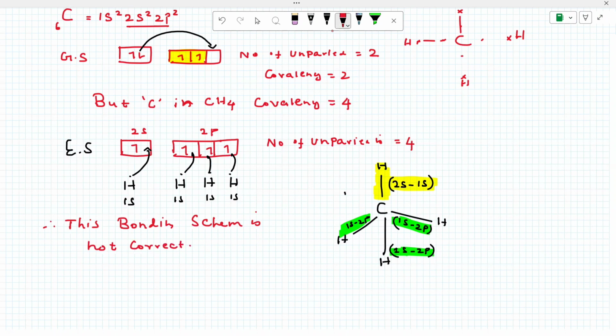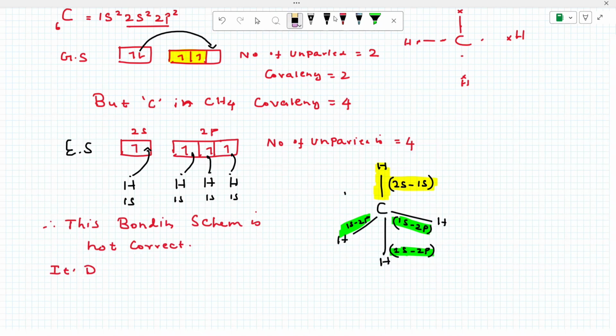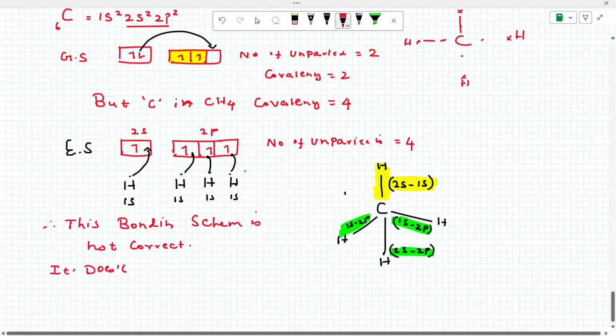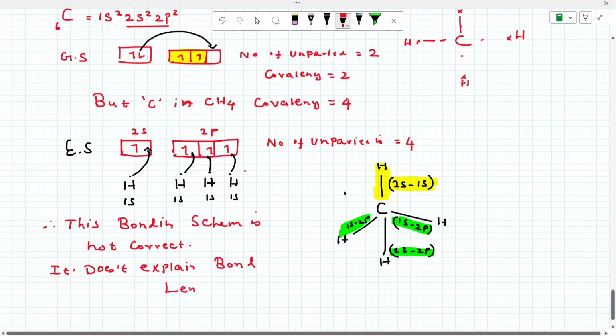Because it does not explain the bond length and the bond angle, right, Alia? Bond length and bond angle.